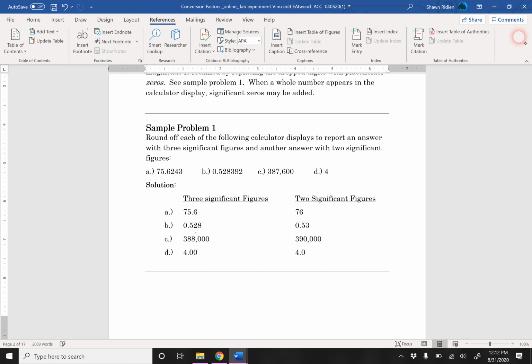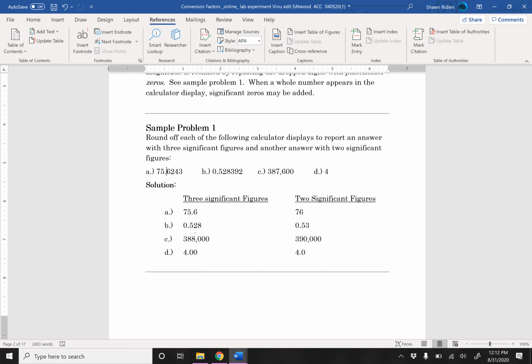So what about 2? What if I want to round this to 2? Again, the 0 doesn't count. The 5 and the 2 count, so I'll underline the 2. The 8 tells me to round up, so this becomes 0.53.